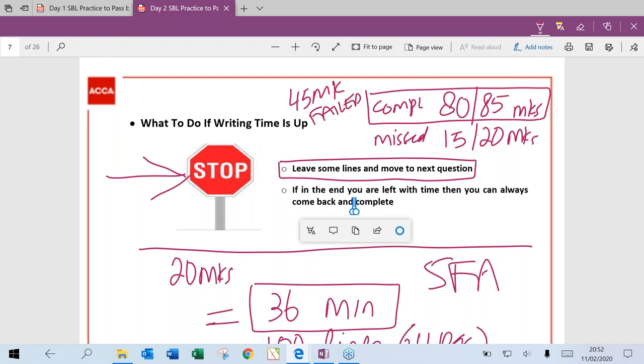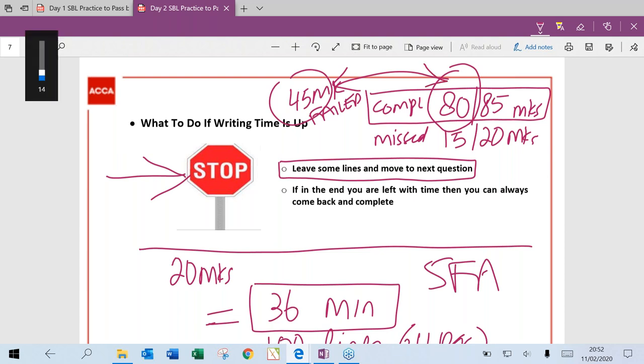But I told them that in my eyes, you guys are pass. If you attempted 80 and you scored 45, that's more than 50%, right? So you passed. But because you did not attempt the 100 marks, you were not able to cross 50 marks. So in terms of percentage, you pass, but in total, you fail.